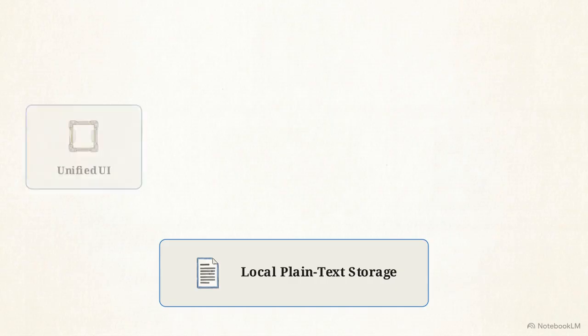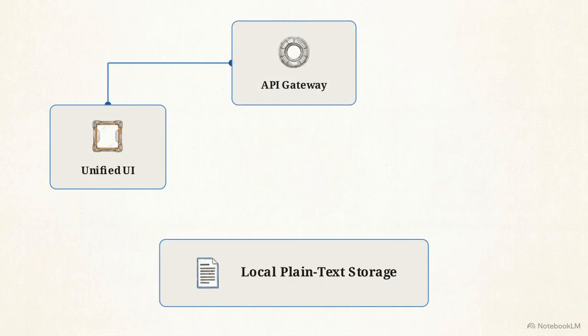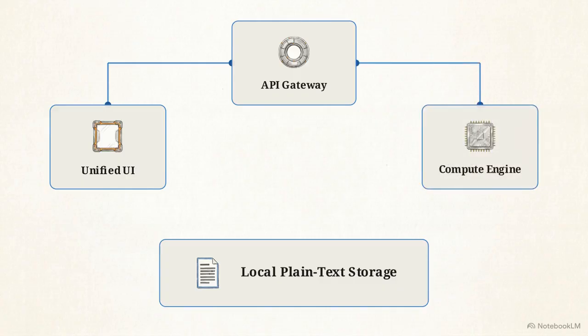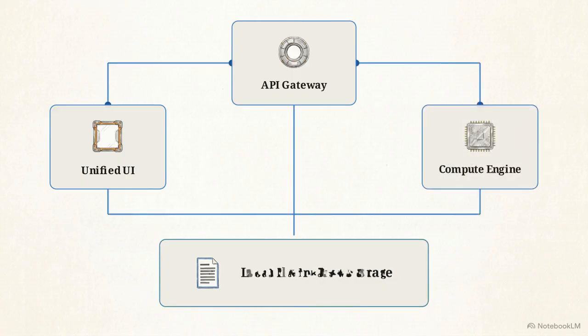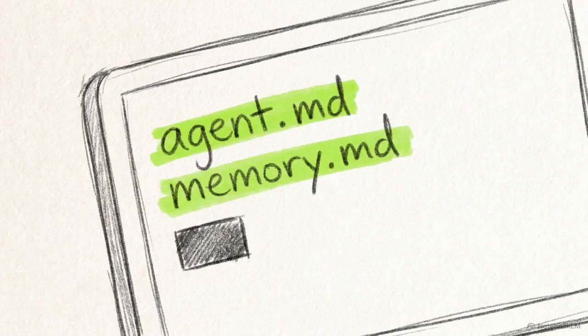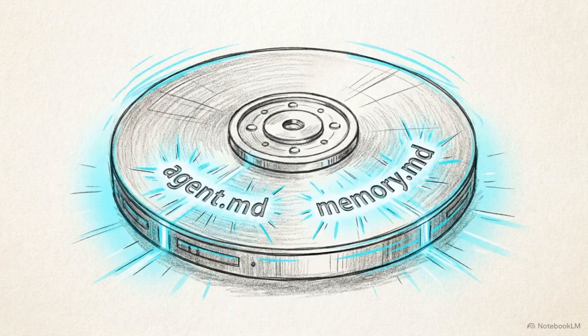This is the complete architectural blueprint: a unified UI routed through an API gateway to an interchangeable compute engine, all anchored by local Markdown state. You can implement this minimalist, two-file read and write loop within your own localized terminal environments today. Reliable AI autonomy depends on the rigorous, structured text files managed on your local disk today.